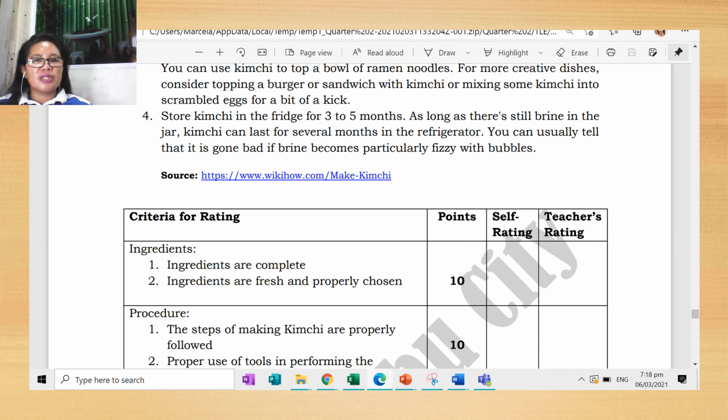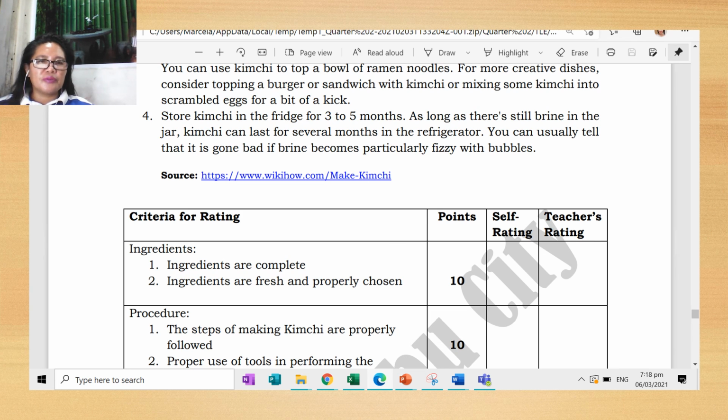Store kimchi in the fridge for 3 to 5 months, as long as there's still brine in the jar. Kimchi can last several months in the refrigerator. You can usually tell when it's gone bad, and the brine becomes particularly fizzy with bubbles.